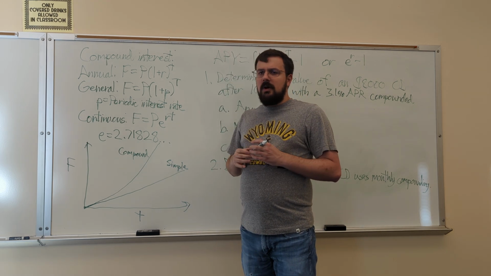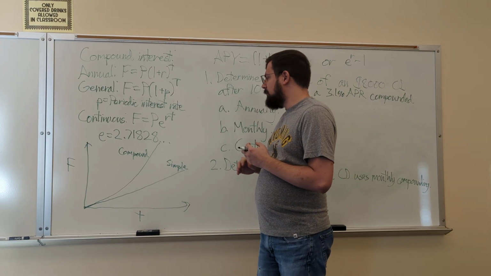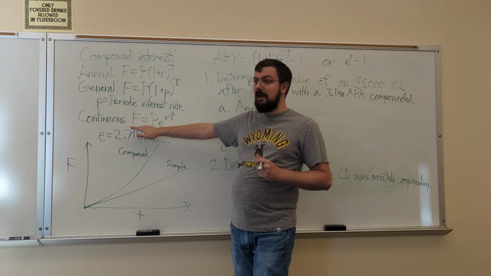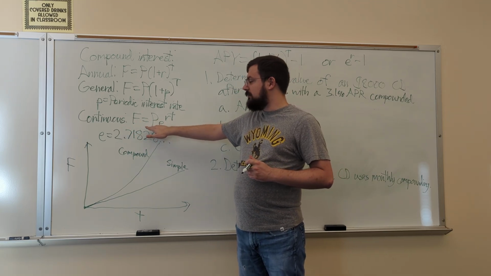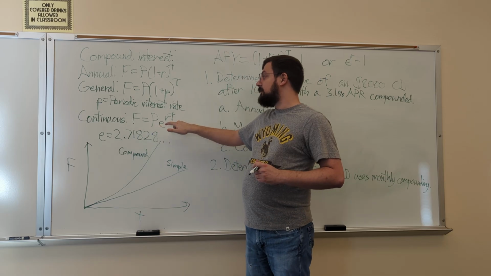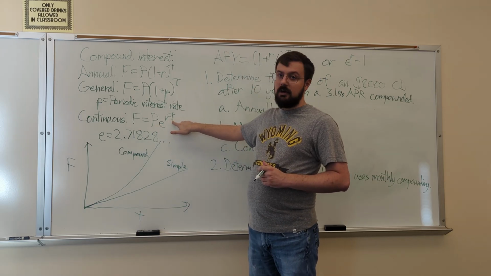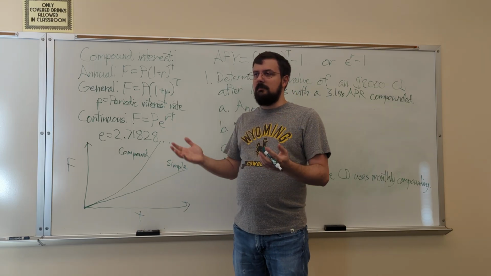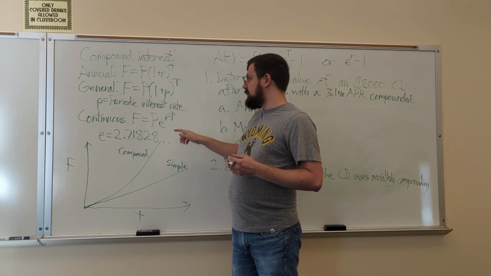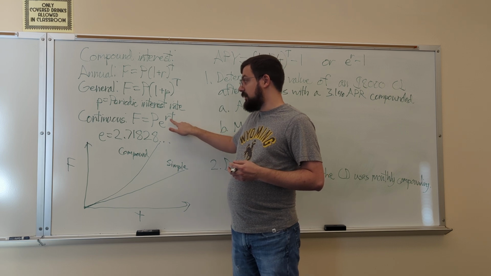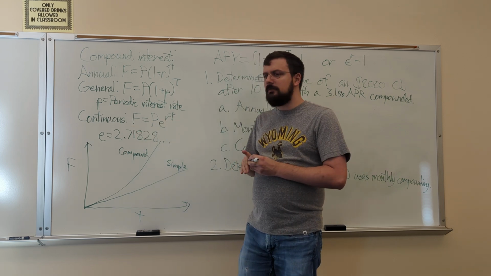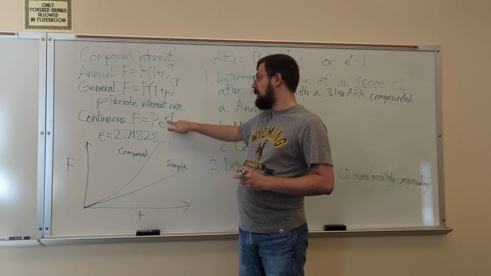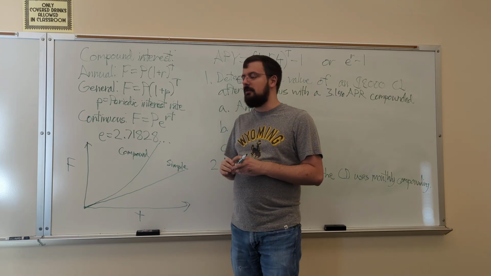Now, one bit of information that we can get from looking at these formulas is that with compound interest, the relationship between our final value and our principal is going to be linear, whereas the APR and our term, our total amount of time that we're earning interest for, both have an exponential relationship with the final value.